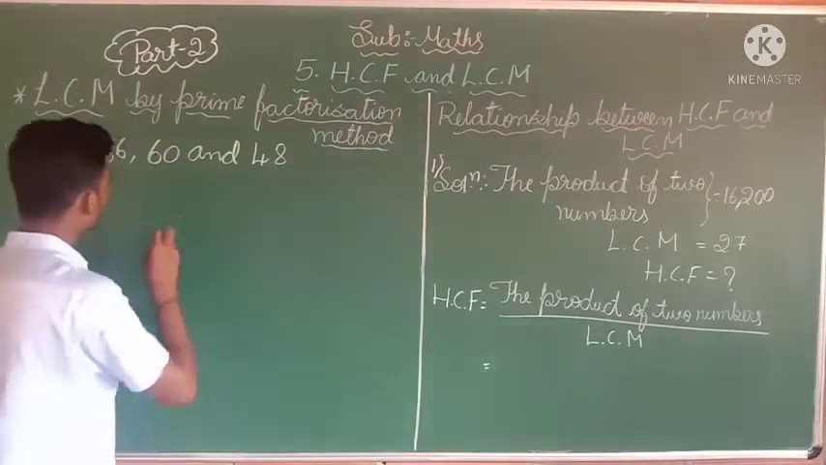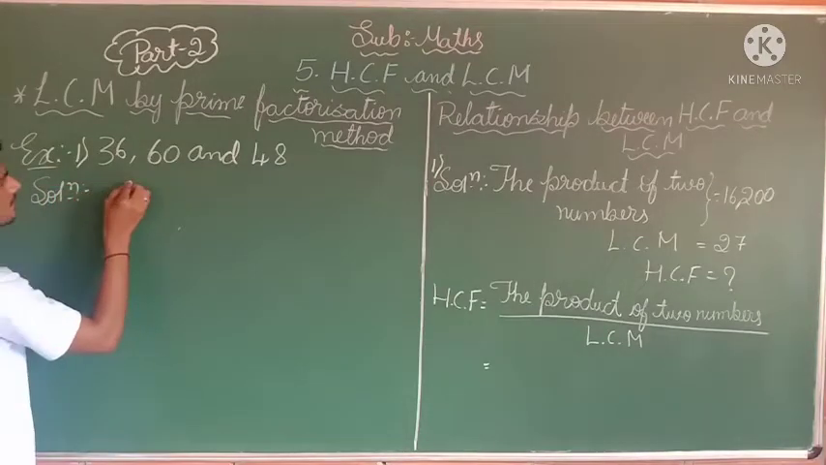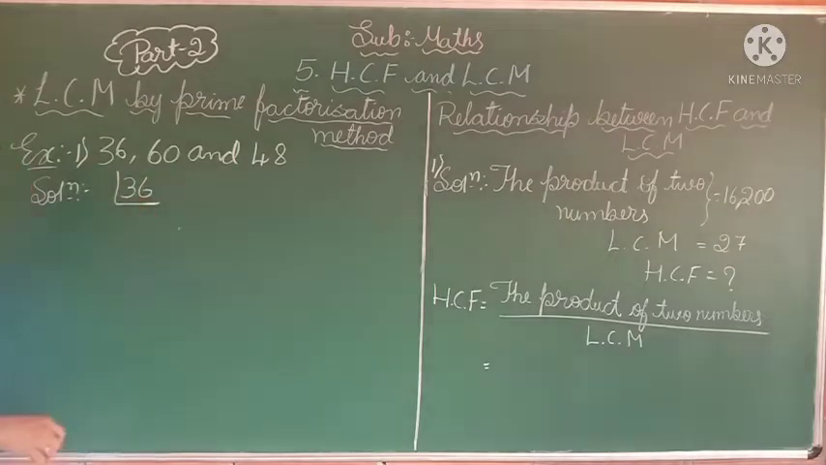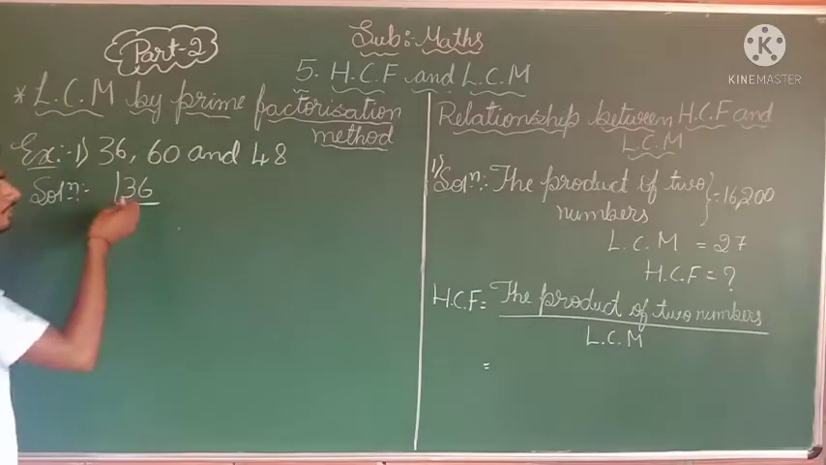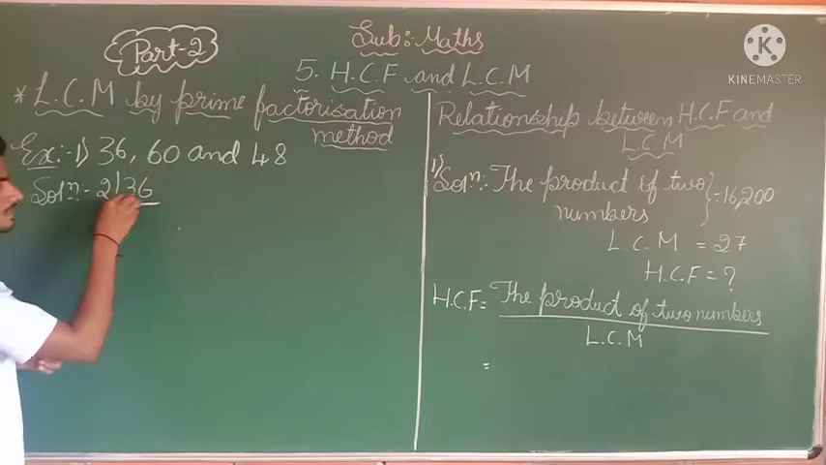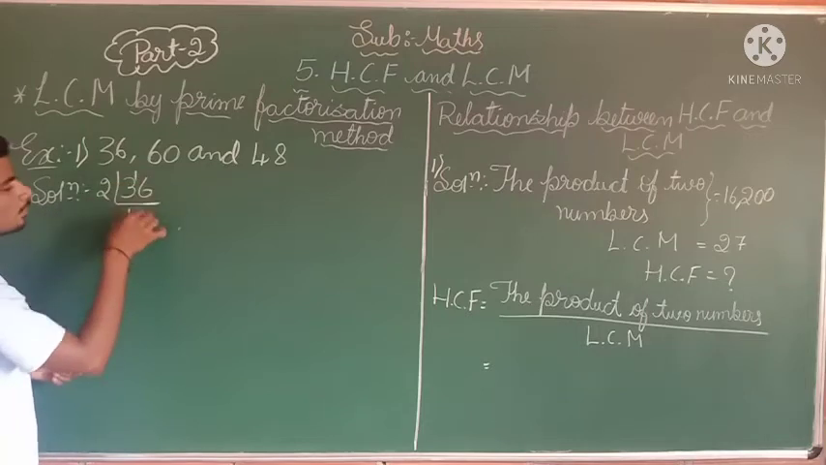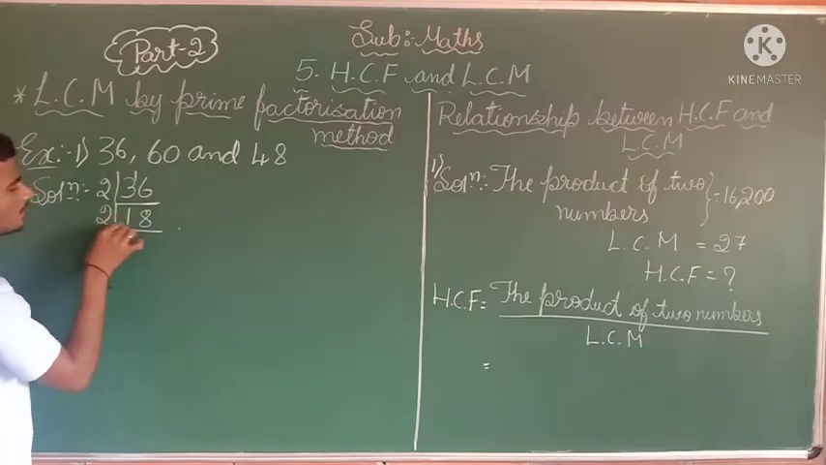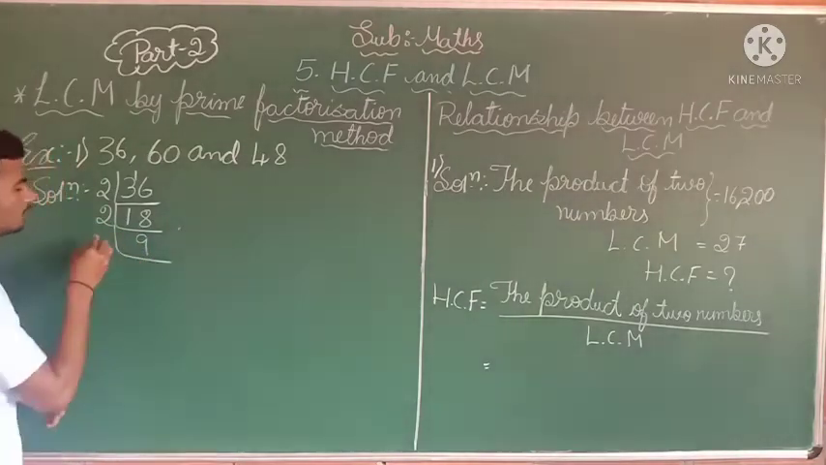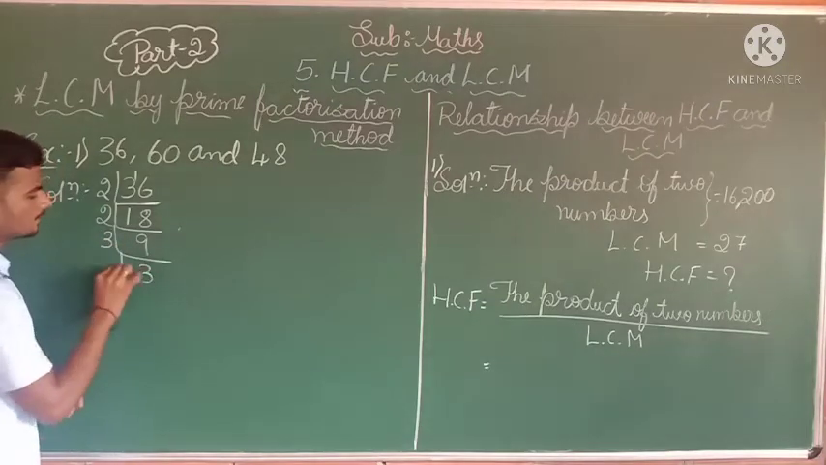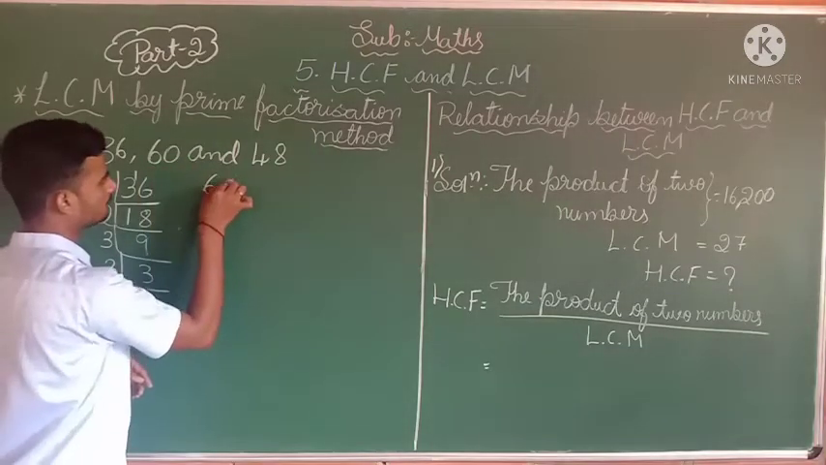Now here, solution. First we will find the factors of 36. Factors of 36, we follow the division method. 2 times 18 is 36, 2 ones are 2. Here 1 remains. Then 2 eights are 16, 2 nines are 18. Then again you will not get it in table 9, so you take 3 here. 3 threes are 9. Then 3 ones are 3. This completes. Next we will move on to 60.